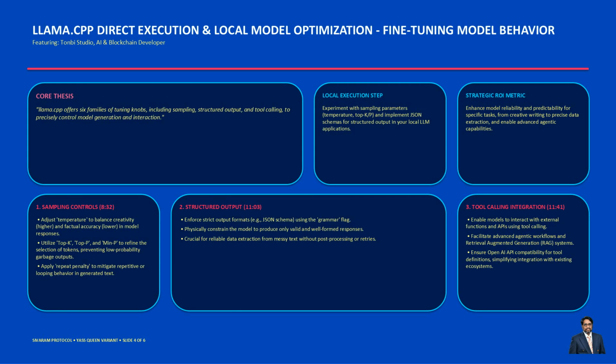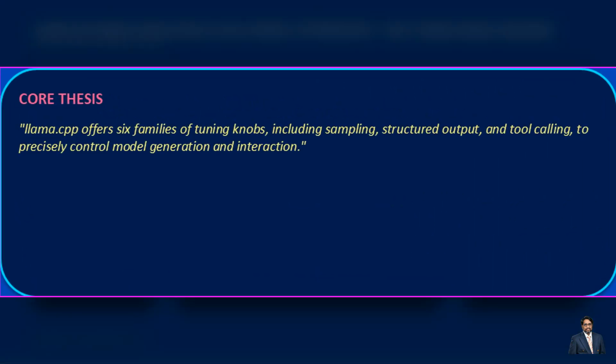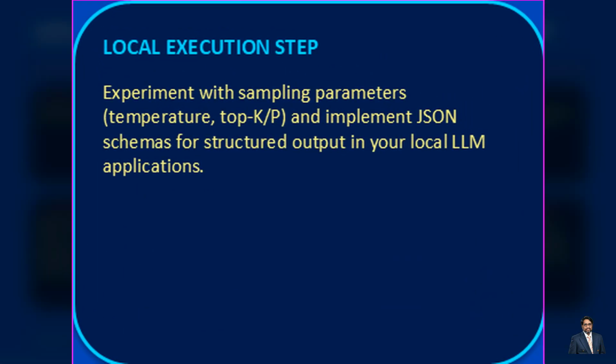Slide 4. Fine-tuning model behavior. Core thesis: llama.cpp offers 6 families of tuning knobs including sampling, structured output, and tool calling to precisely control model generation and interaction. Local execution step: experiment with sampling parameters, temperature, top-k, top-p, and implement JSON schemas for structured output in your local LLM applications.